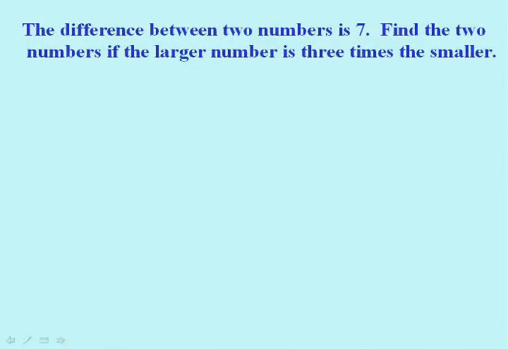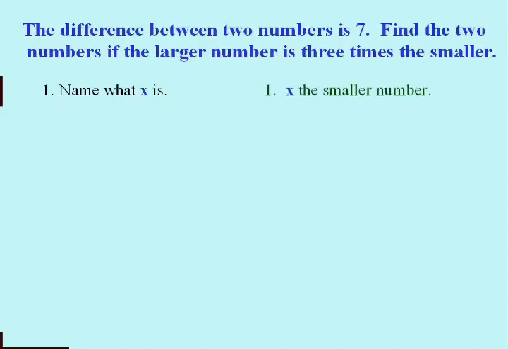Once again, let's assume you've written it down. I expect you to write it down. And here it is. The difference between two numbers is 7. I need you to find the two numbers, both of them, if the larger number is 3 times the smaller. And we always begin by naming what we want to know. Now in this case, we want to know two things, a larger number and a smaller number. What did I tell you in that case to do? Let's let x be the smaller number. And we're done step 1. Probably the most commonly skipped step.